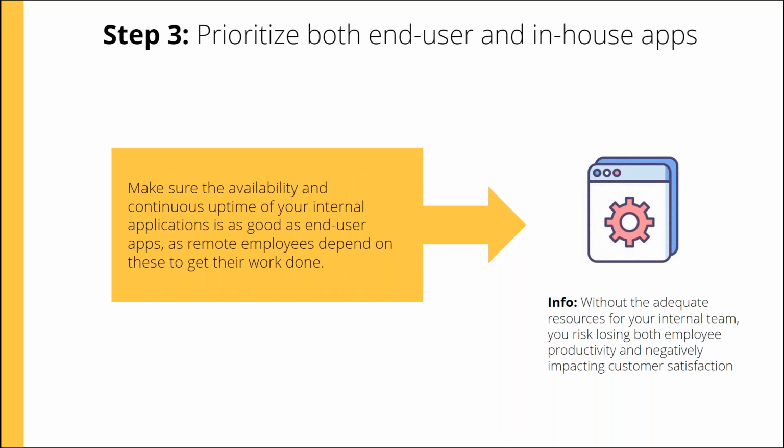And the next step is prioritizing both end user apps as well as in-house apps. We should ensure that the in-house applications, which are running in your organization, have good availability and uptime, and should be as good as the end user applications. Because in this pandemic situation, employees who work from home completely depend upon the in-house applications, where they connect to the office network through VPN and get access to the in-house applications. So when those in-house applications are not available, that is going to cause a serious productivity issue, which in turn would create a negative impact on customer satisfaction. So we should prioritize both end user applications as well as in-house applications so that we give proper customer satisfaction.